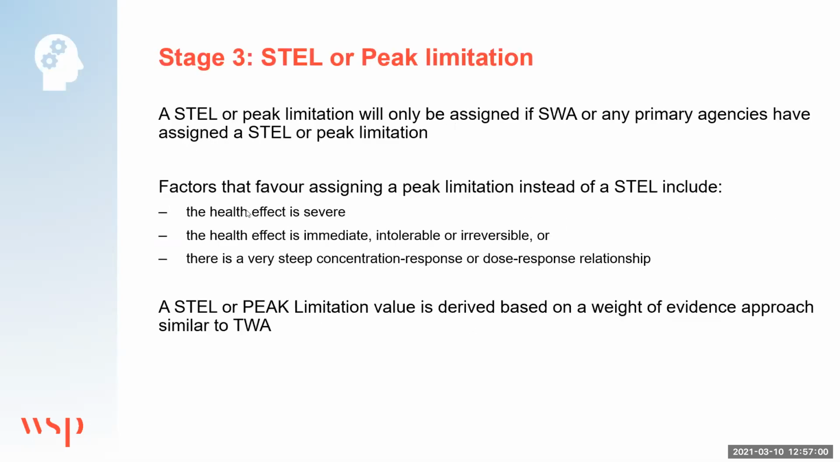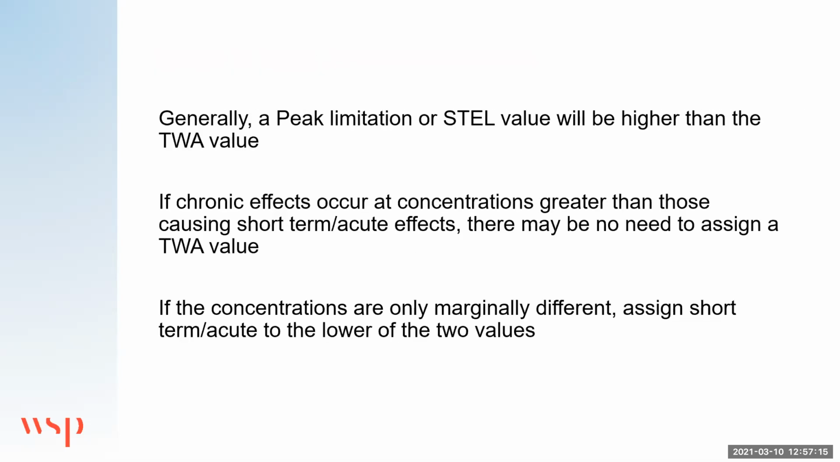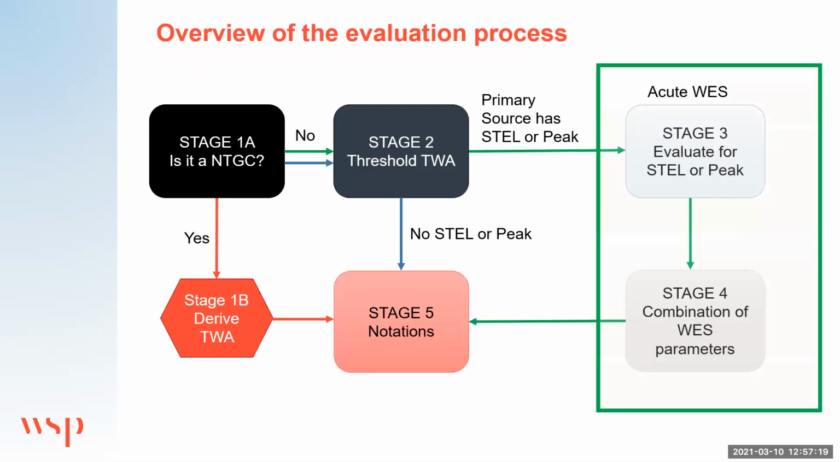So the peak, I will jump back. The peak was favored if the health effect was severe, if the health effect was immediate, intolerable, or irreversible, or there was a very steep dose response relationship. And the derivation of the number was very similar to the TWA.